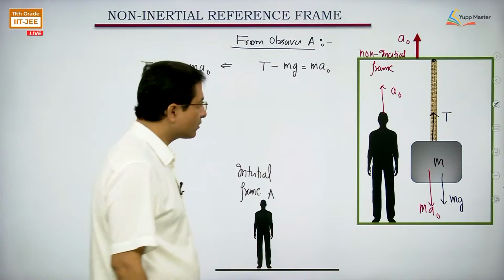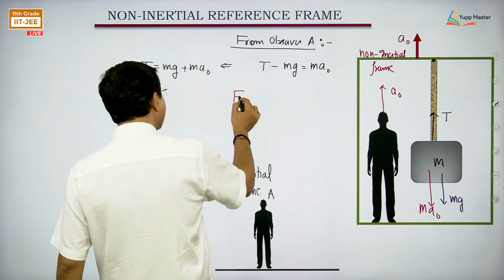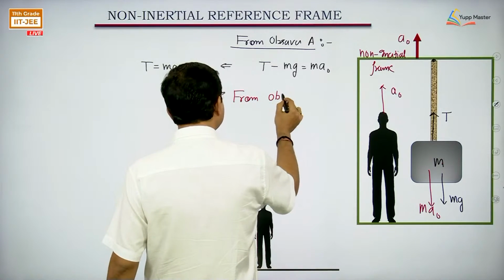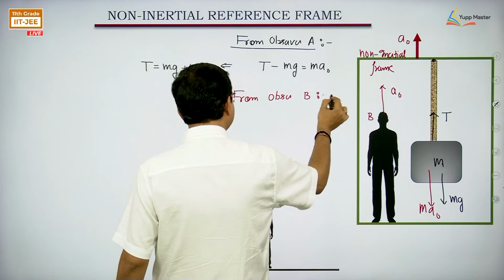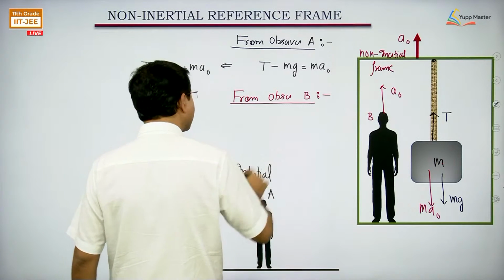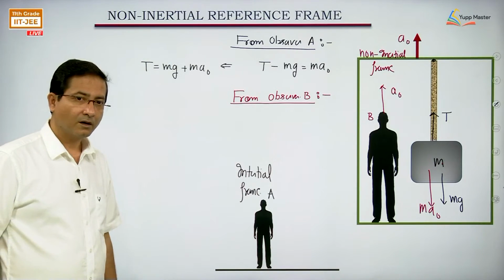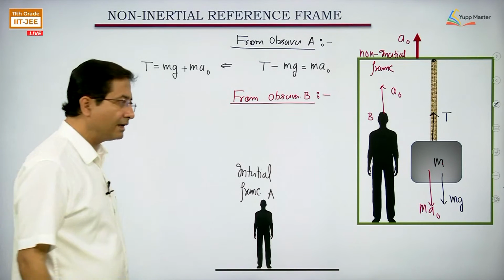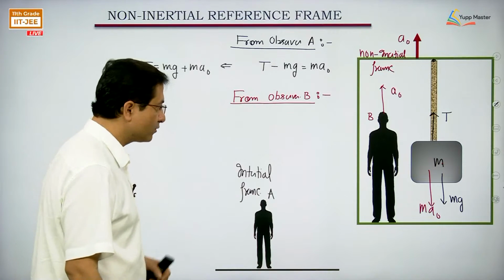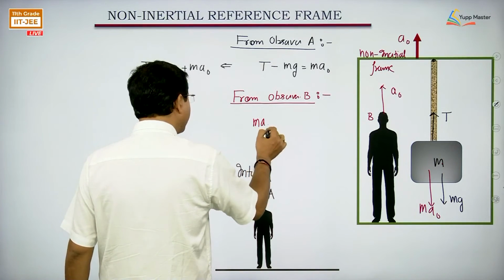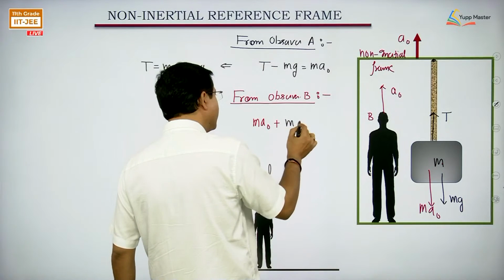So as this person is not observing any motion of the block, I will call this observer B. So from this observer, as he is not observing any motion of the block, he is going to apply Newton's first law. Summation of all the forces has to be 0. So what he will write is that downward we have ma0, upward we have mg, downward we have mg and upward we have tension.